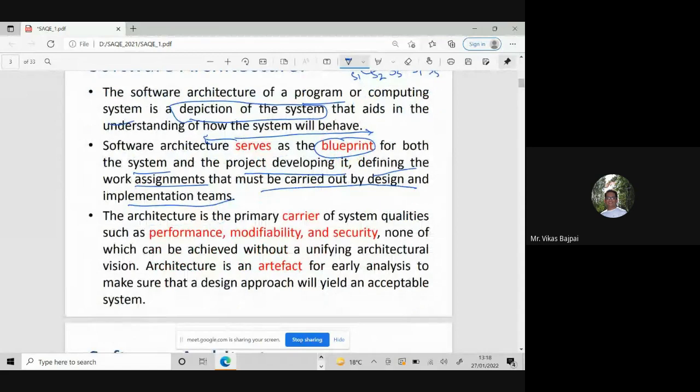The architecture is the primary carrier of system qualities such as performance, modifiability, and security, none of which can be achieved without a unifying architectural vision. Basically, your architecture is an artifact for early analysis to make sure that a design approach will lead to a system that is acceptable.